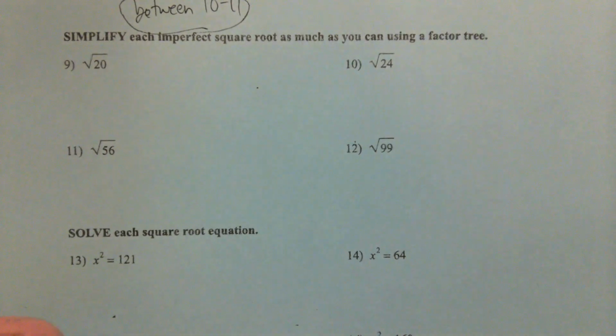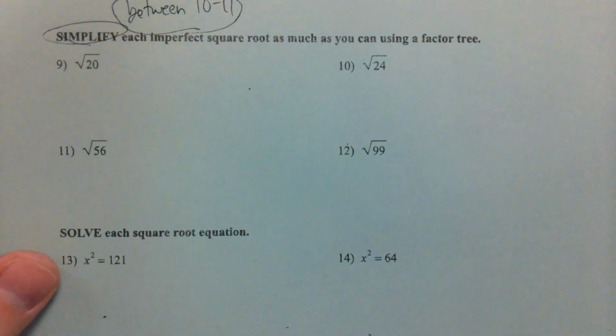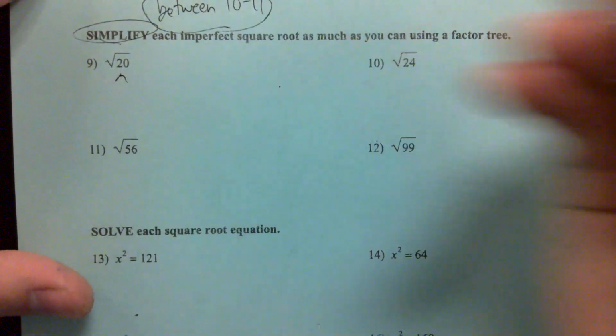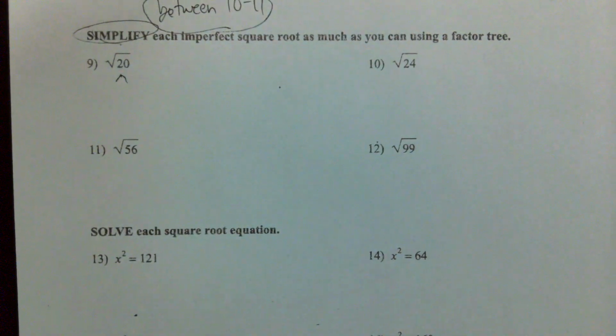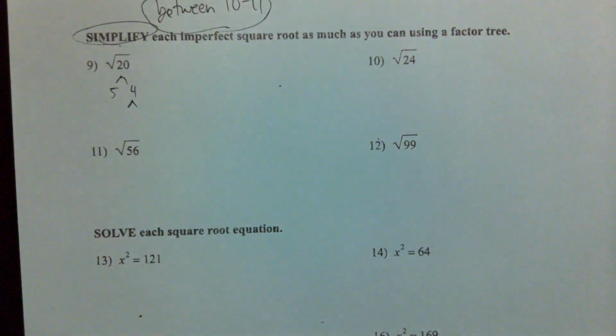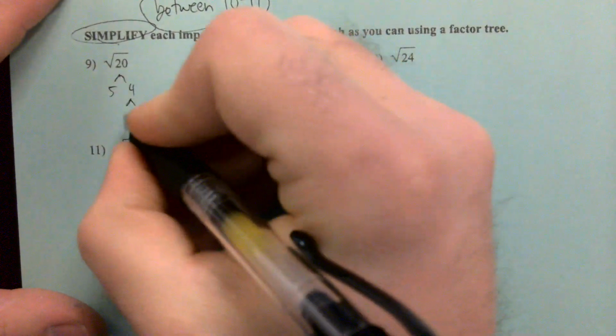Now we've got some imperfect squares that we're not going to estimate. We're going to simplify. This is where our factor trees come in handy. What two numbers multiply to give me 20? 5 and 4. What two numbers multiply to give me 4? 2 and 2.